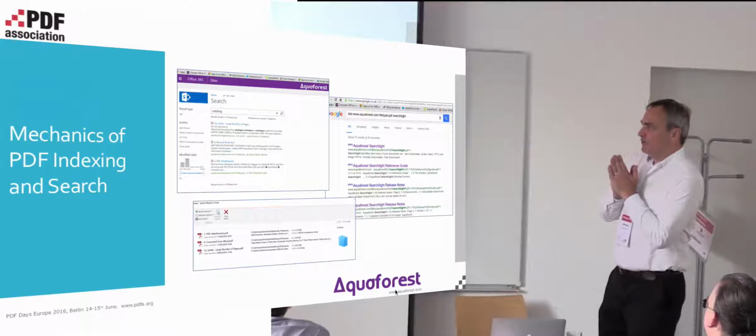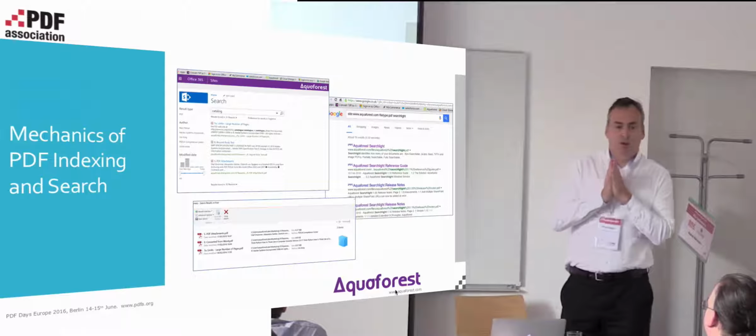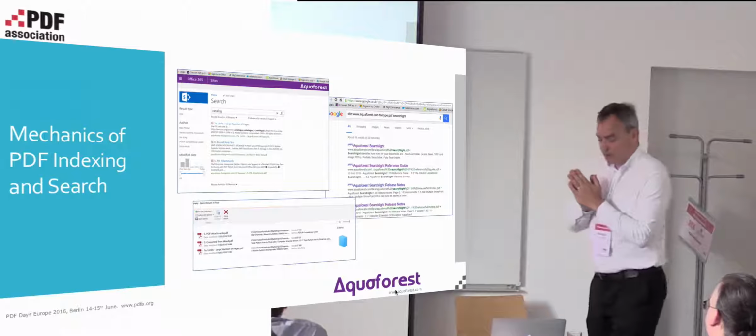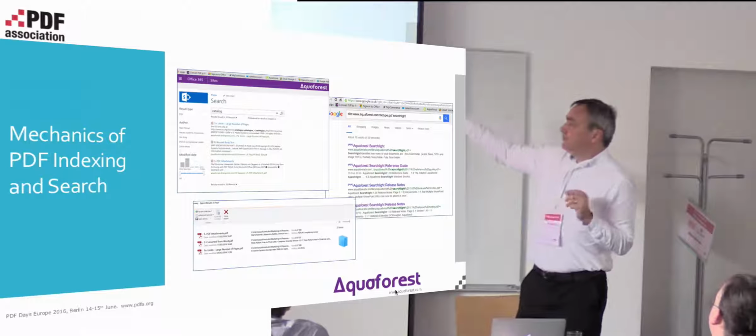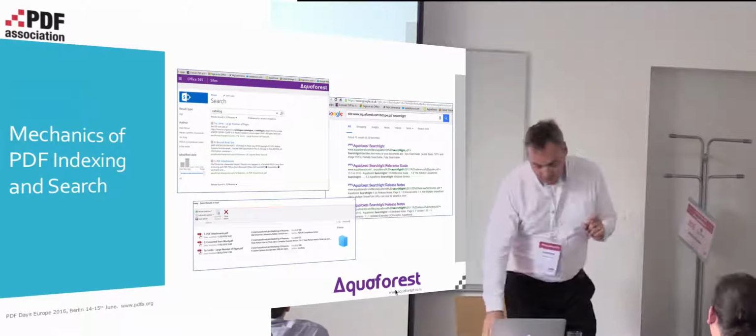So there's a couple of things we need to understand. And the first thing we're going to do is just quickly touch on the actual mechanics of indexing and searching PDF files. And the three specific things we're going to be looking at, we'll look at Google, we'll look at Office 365, and we'll look at Microsoft Windows.